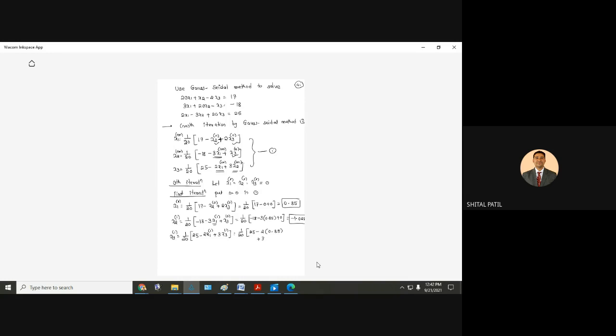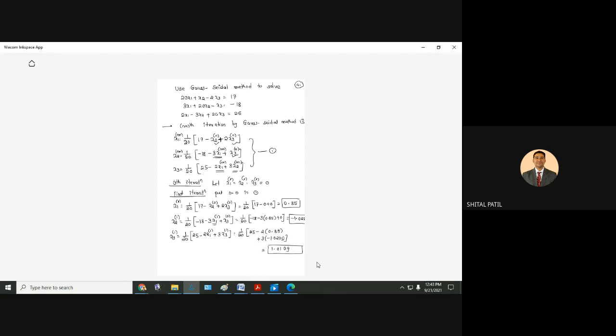Then plus 3 minus 1.0275. Do all the calculations and tell me what the answer is. So the answer is 1.0109. If there are small changes, there is no problem. Okay.